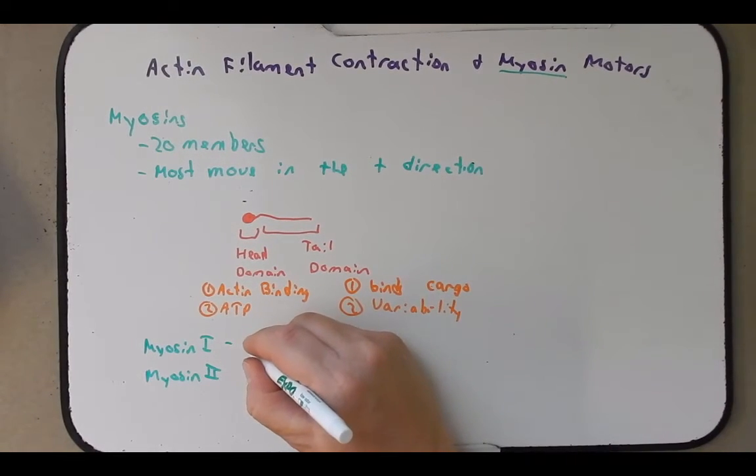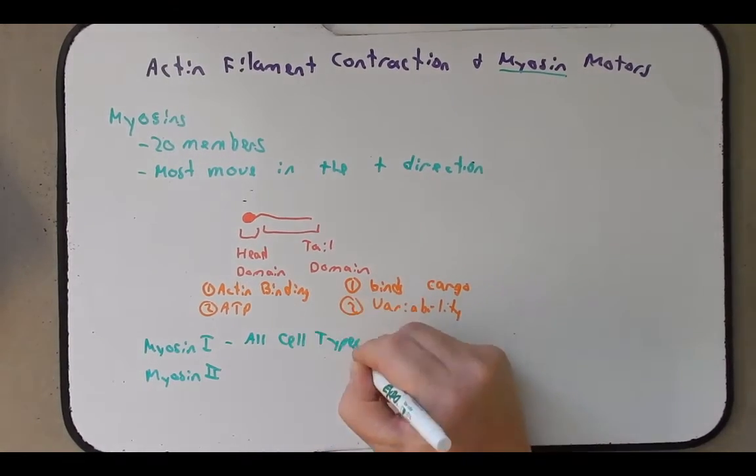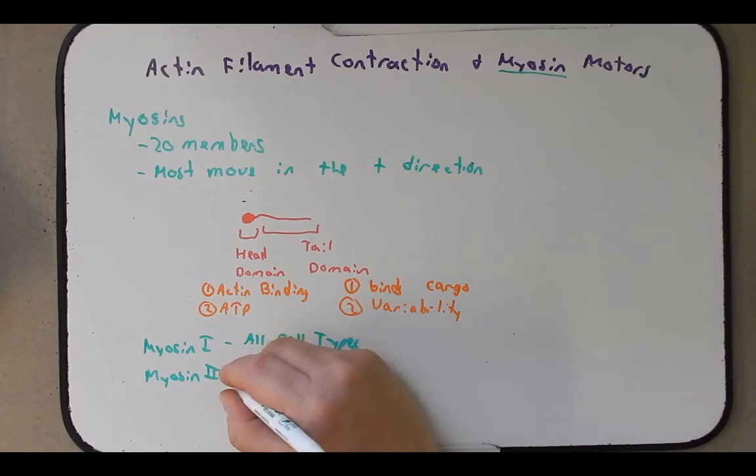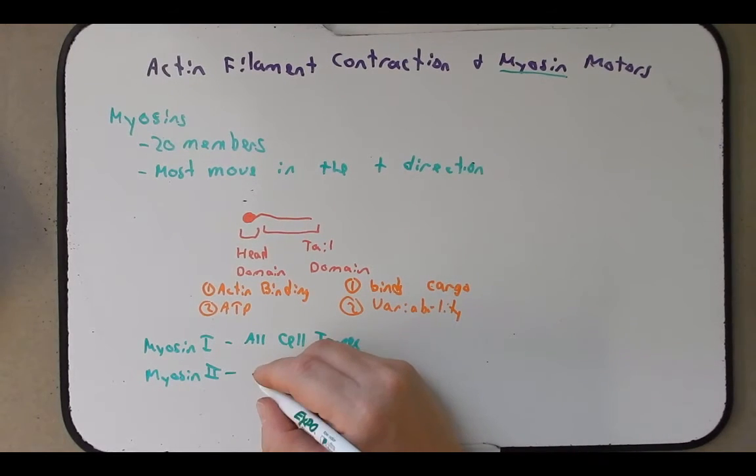Myosin 1s are found in all cell types and are responsible for that cellular movement, the crawling that we just described. They're also important in establishing and maintaining those microvilli that we see in the intestines. Myosin 2 are specialized, and they're only found in muscles.